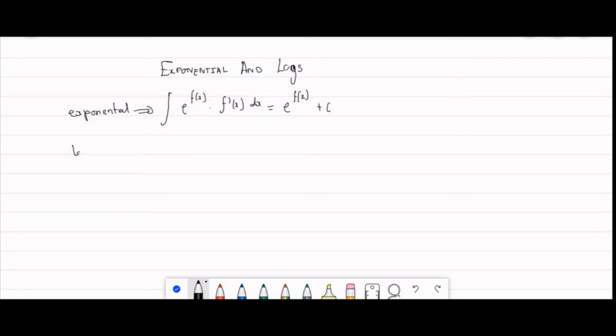When you speak of logarithm, we say that if you have an integral of f prime of x over f of x, then the integral is equal to ln of f of x plus c. Remember, c is a constant.